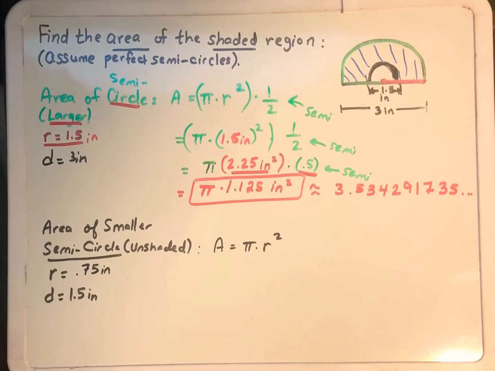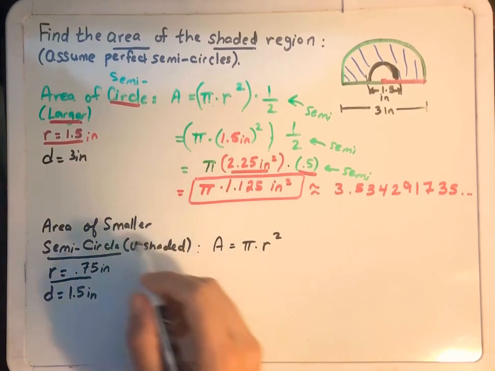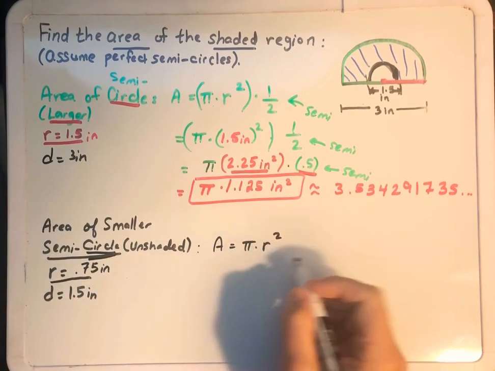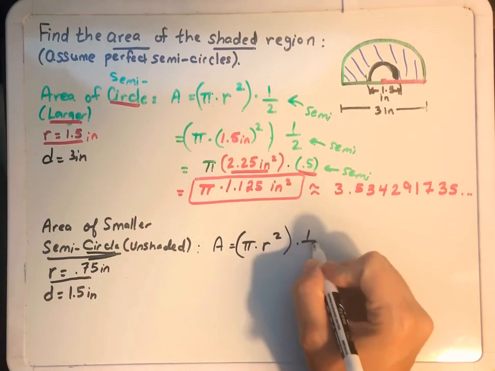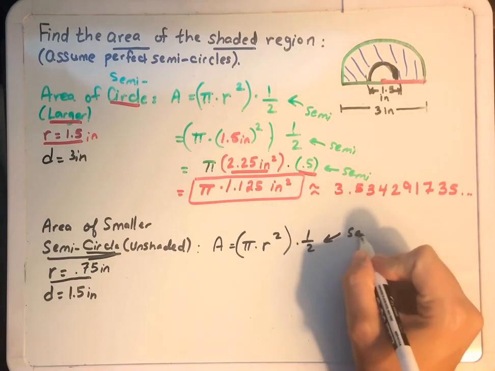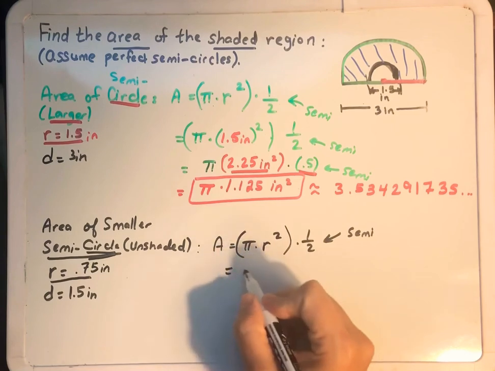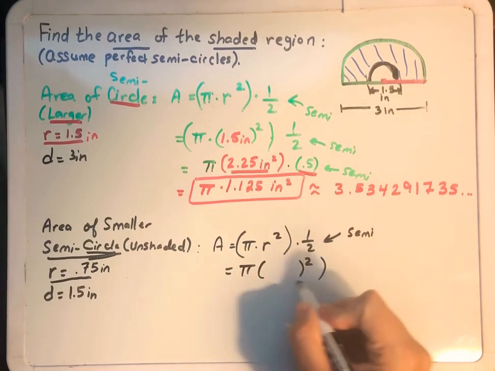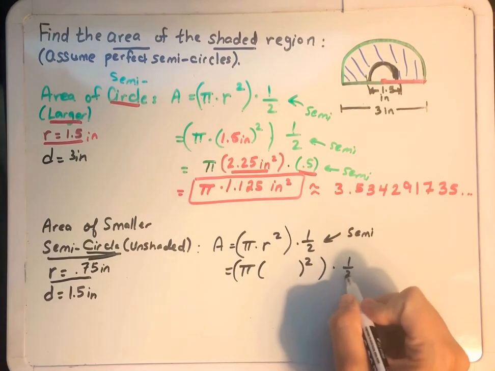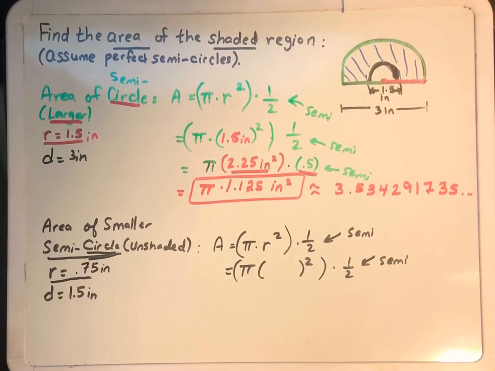So if 0.75 inches is your radius, then the area of the entire circle would be pi r squared, but since I want a semicircle, we're going to cut that in half again because it's a semicircle, not a full circle. So let's go ahead and do this. We're going to take pi times whatever our radius is, square that, take the result, and cut it in half because it's a semicircle.